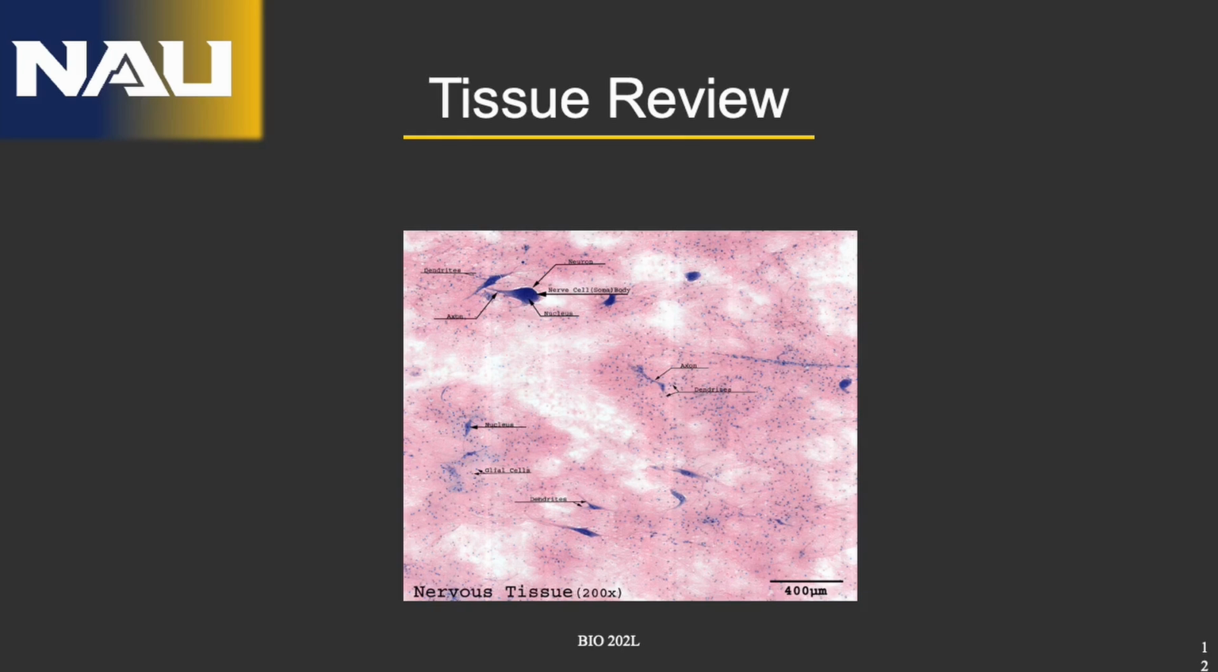Let's take a look at the locations. We find this in the brain, the spinal cord, and the peripheral nerves. That's right, this is nervous tissue.